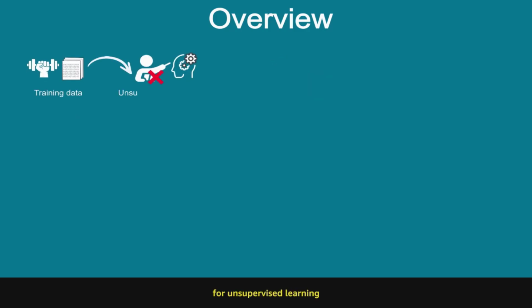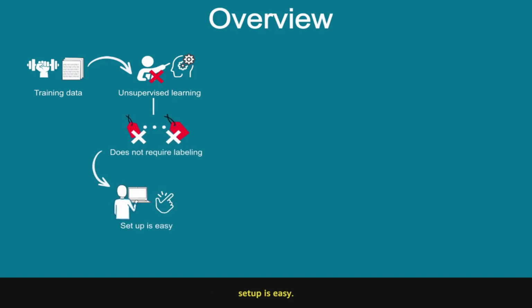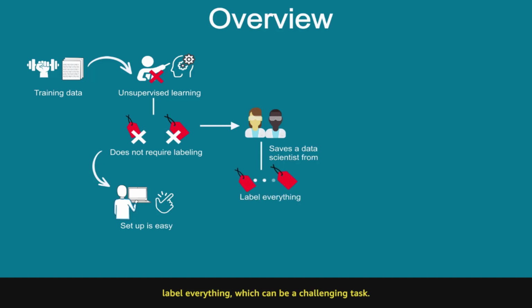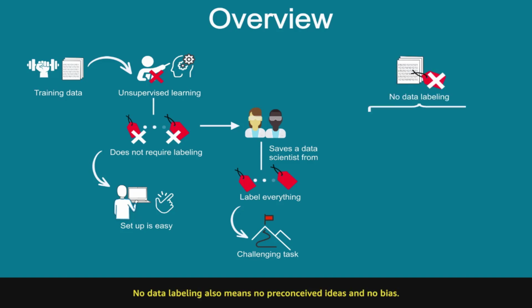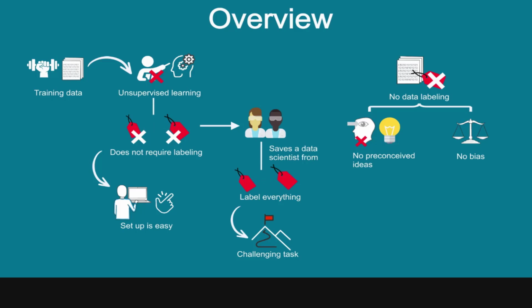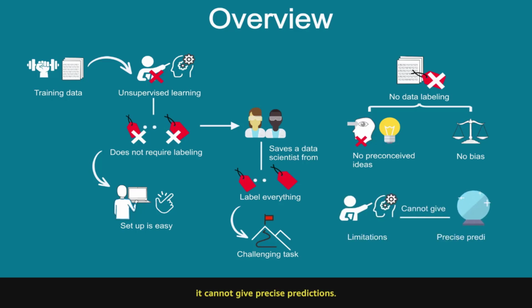As the training data for unsupervised learning does not require labeling, setup is easy. It saves a data scientist from having to label everything, which can be a challenging task. No data labeling also means no preconceived ideas and no bias. However, the limitation of this method is that it cannot give precise predictions.